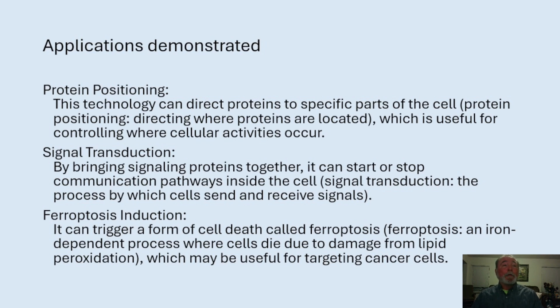Applications demonstrated. Protein positioning. This technology can direct proteins to specific parts of the cell. Signal transduction. By bringing signaling proteins together, it can start or stop communication pathways inside the cell, which can also affect extracellular communication. And ferroptosis, which is a type of cell death like apoptosis, which is really nice when you're trying to get rid of cancer cells.